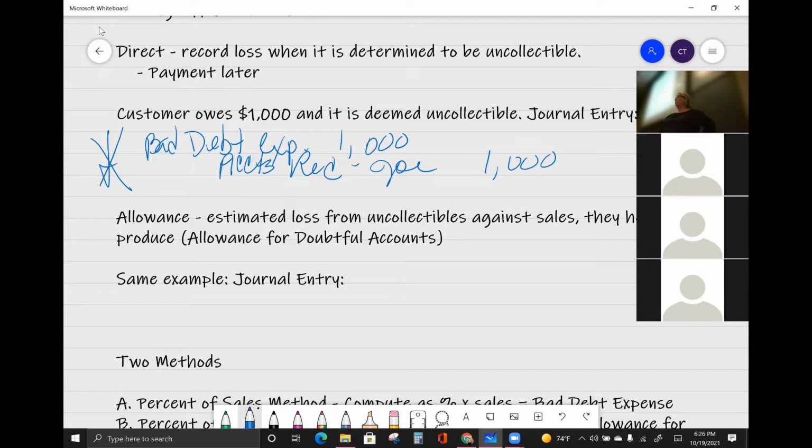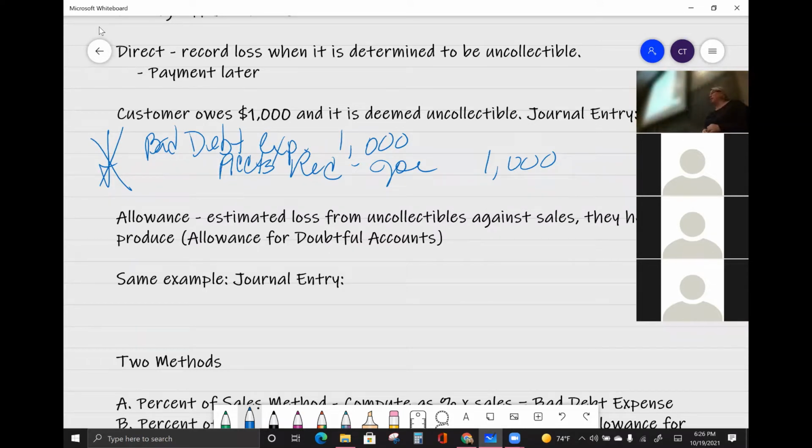So when I do the credit memo, the computer does this. So this is the entry: bad debt expense debit for the amount, and then accounts receivable for that particular customer for the amount.